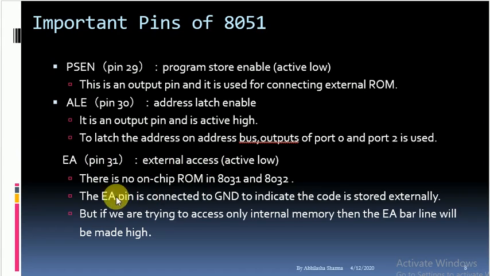Okay, so this pin is connected to the ground to indicate the code is stored externally. Whenever you want to activate this pin, it is connected to the ground. But if we are trying to access only internal memory, then the EA bar line will be made high. Whenever we have to work with the internal memory, generally it is connected to high. Otherwise, when you want to access the external memory, this pin is connected to the ground.